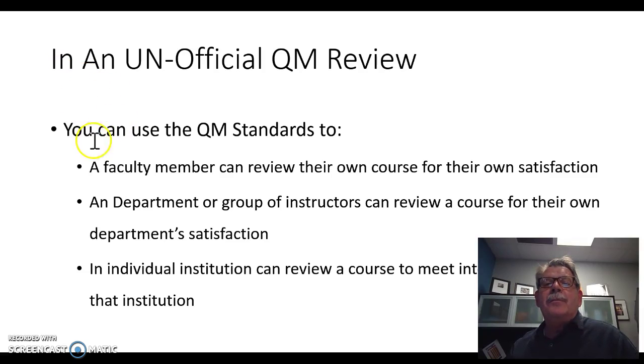In an unofficial QM review, and slipping into the review process just a little bit, you can use these QM standards to review your own course. You can, as a department, review individual courses within the departments, or an institution can review a course to meet our internal requirements. For example, if we had a standard that says every course at SCF needed to reach a QM standard, then we could do that also. But notice these are informal reviews because they're done at the institution level or below. Our site license for Quality Matters allows us to do all 3 of these unofficial reviews.